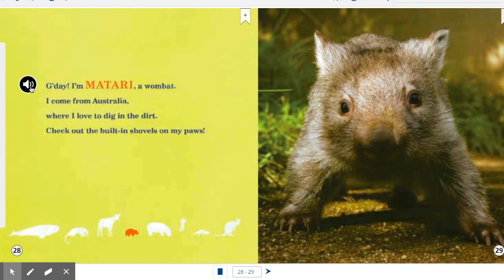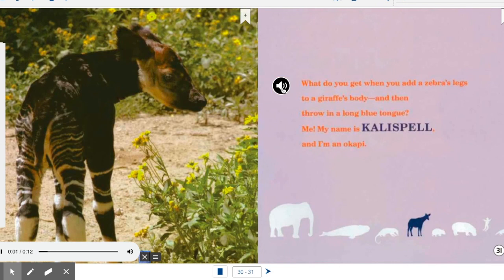Yes, the elephant has a long nose, and this one has a short nose, and the wombat has little ears, and the elephant has long ears. What do you get when you add a zebra's legs to a giraffe's body and then throw in a long blue tongue? Me. My name is Kalispell, and I'm an okapi.